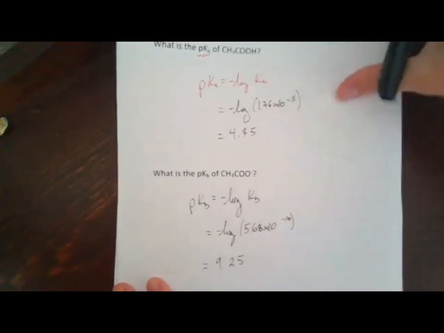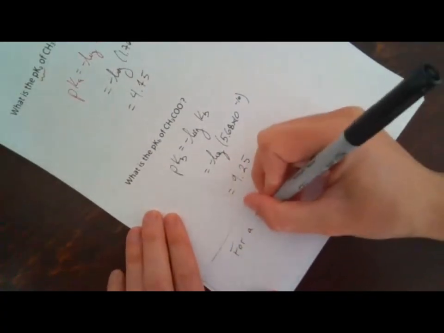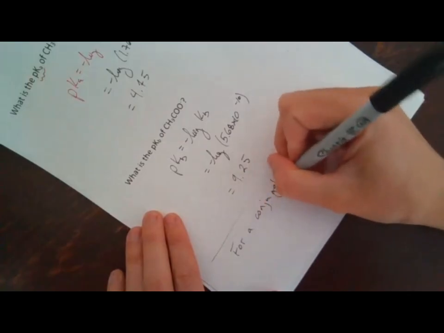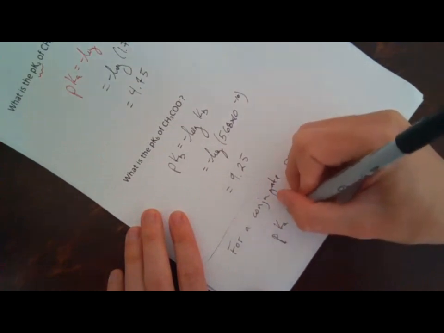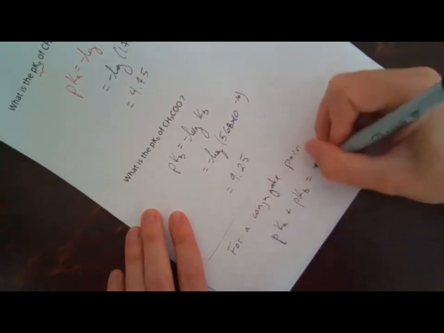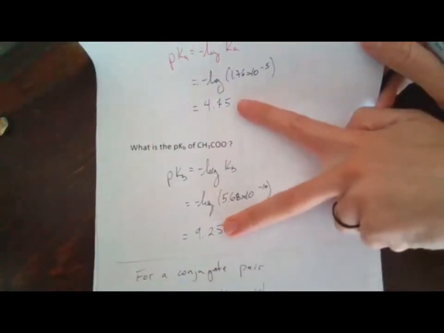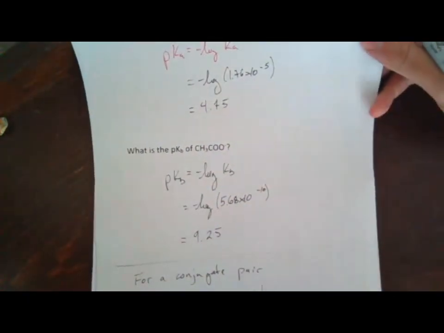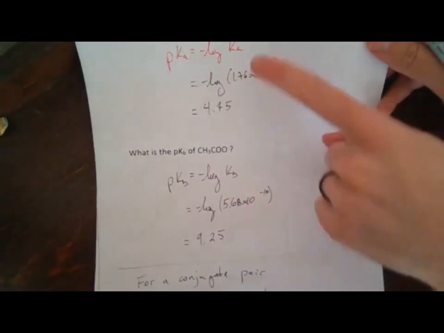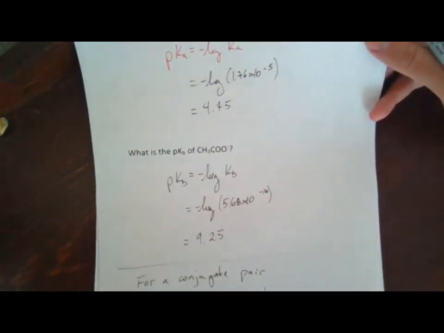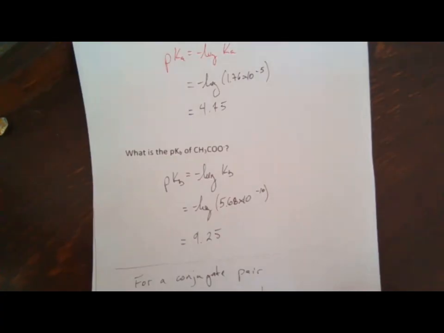One of the things you'll note if you look at these values for a conjugate pair, again, only if it's a conjugate pair, pKa plus pKb equals 14. So 9.25 plus 4.75 equals 14. That is not an accident. It's related to the fact that Ka times Kb gives you Kw. It's the same relationship, just if you apply the logs, you would work it out like that.